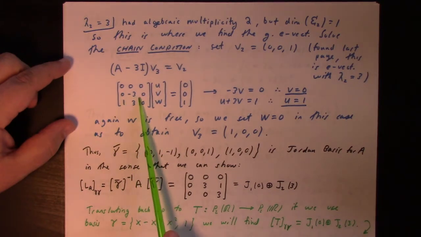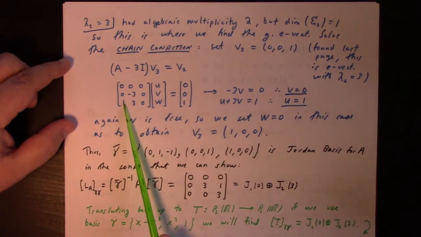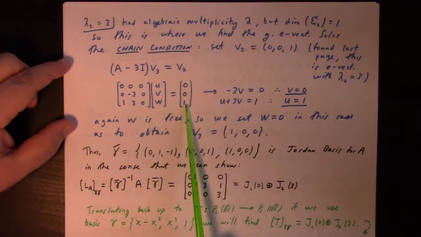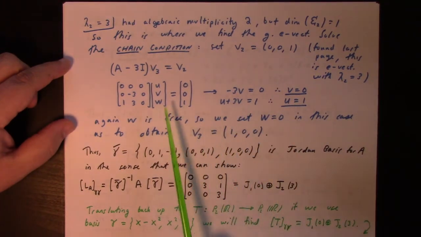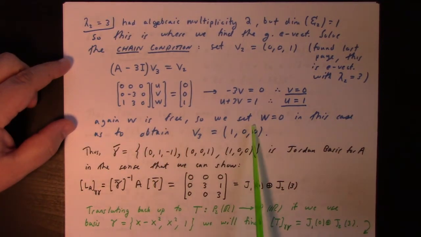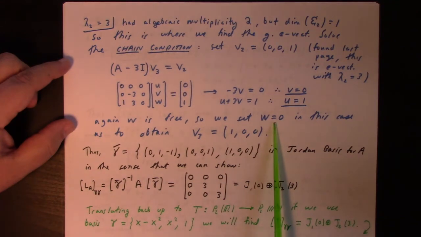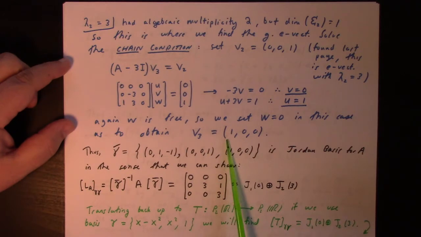Second row, minus 3v equals 0. Oh, v is 0. Okay, good. And the third row gives me u plus 3v equals 1. V is 0, so this tells me u is 1. Again, no condition on w, which we could have foreseen by this column of zeros right here. So w is free, and in this case I can set w equal to 0 because I've got something else non-zero. And this gives me v3 is (1, 0, 0).